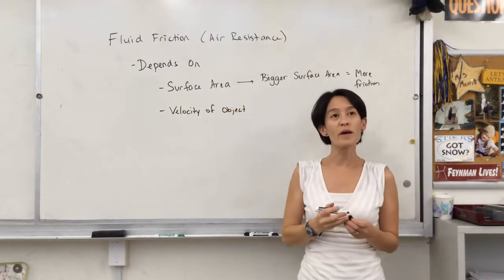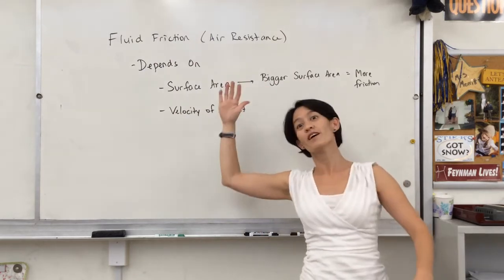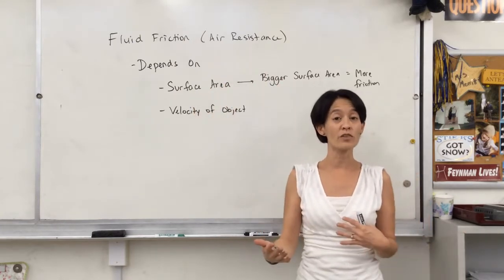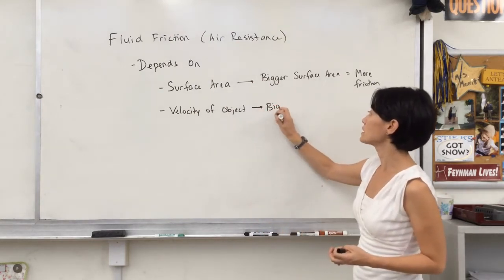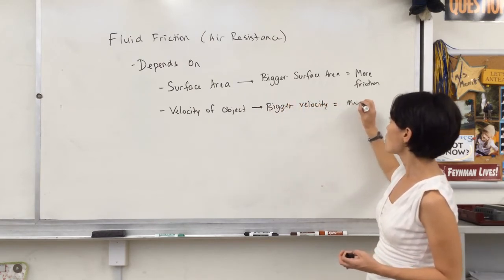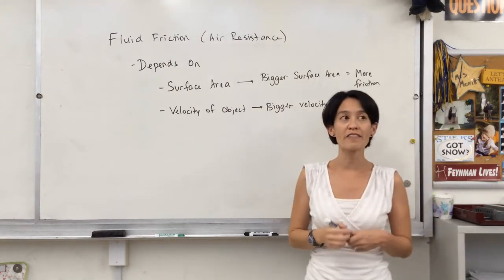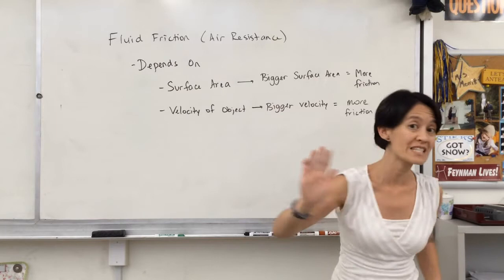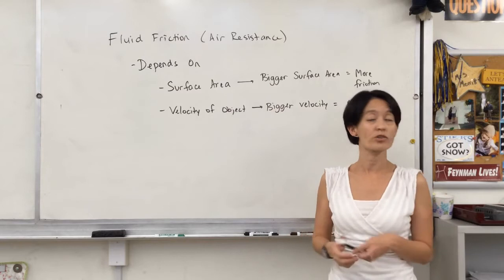If you've ever been a passenger in a car with your hand out the window, the faster the car goes, your hand goes up and then down, and up and down. That's the idea that an increase in velocity gives a higher air resistance. So again, bigger velocity equals more friction. The reason is Newton's third law: for every action there's an equal and opposite reaction. If your hand has a bigger velocity, it hits those air molecules harder, and so those air molecules hit back harder as well.